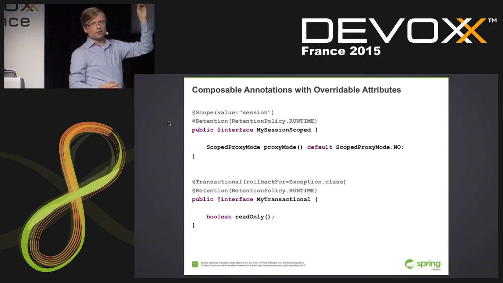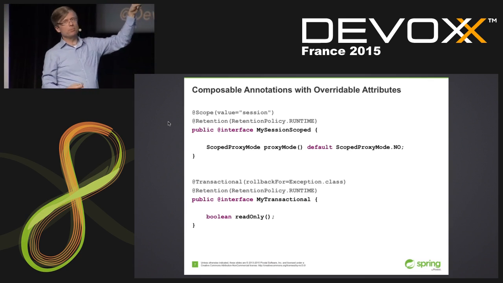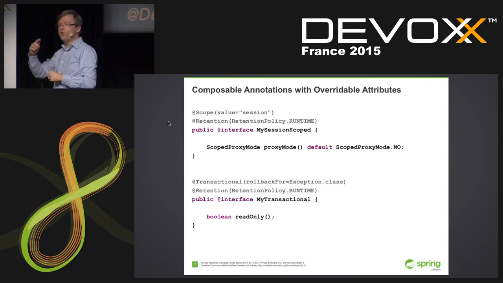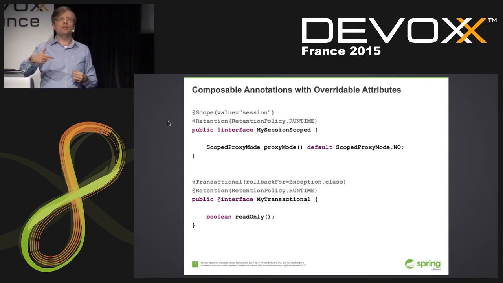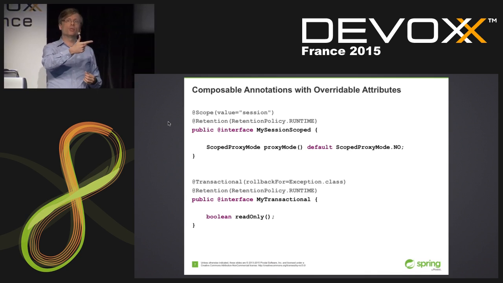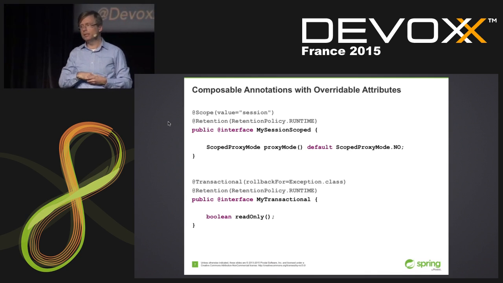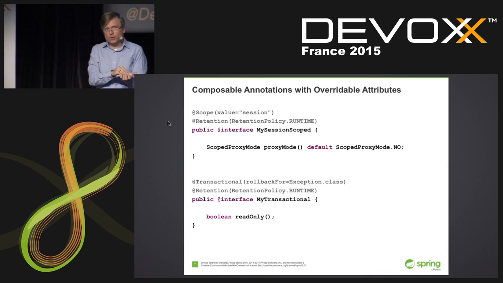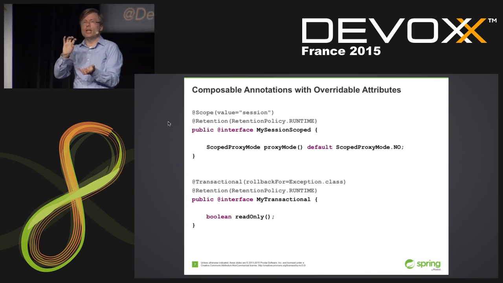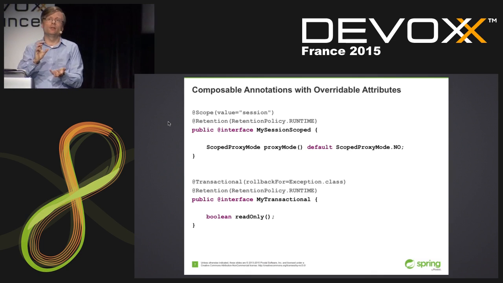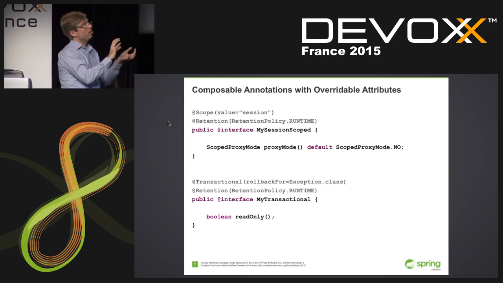But it's not just a shortcut annotation. It has an attribute, right? It has a proxy mode attribute here. Proxy mode overrides the same-named attribute in the standard Spring scope annotation. So you can declare a proxy mode attribute to have a custom annotation and nevertheless an annotation attribute for some flexibility, in this case, the choice of proxy mode. So it's a pretty sweet model.